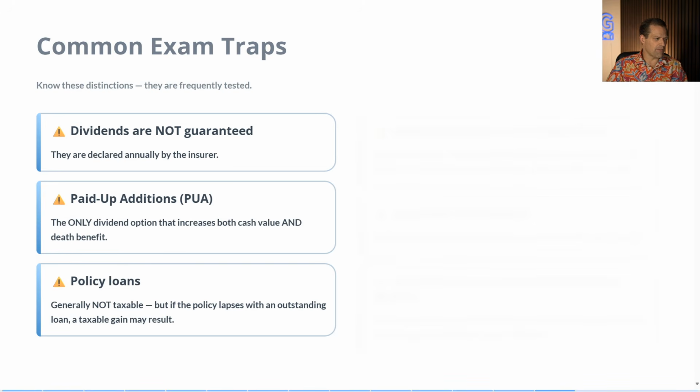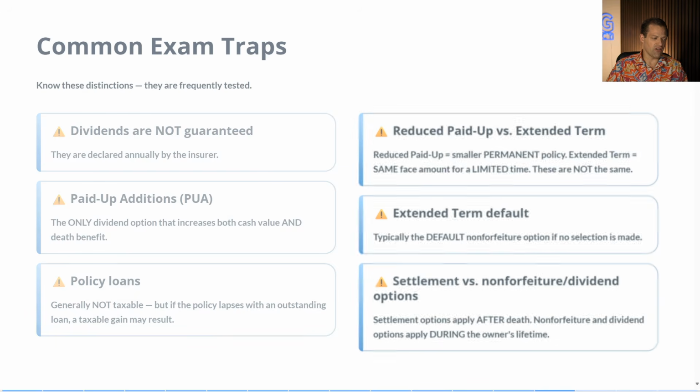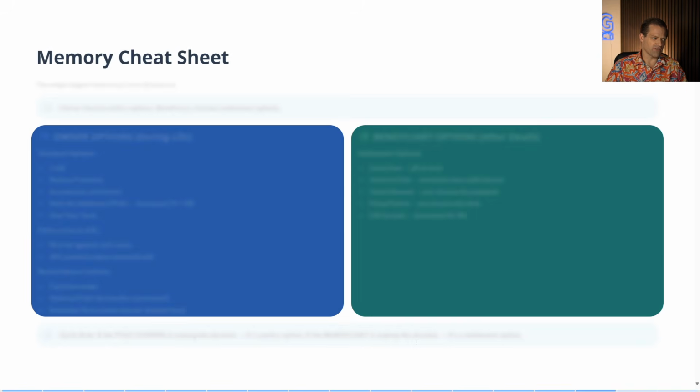Some common exam traps. Dividends are not guaranteed. Paid-up additions increase both cash value and death benefit, the only dividend option that does. And policy loans generally are not taxable, but if a policy lapses with an outstanding loan, there may be a taxable gain. Reduced paid-up versus extended term. Reduced paid-up is a smaller permanent plan. Extended term is the same face amount for a limited time. They're not the same. Extended term is the default non-forfeiture option. Then settlement versus non-forfeiture. Settlement options apply after death. Non-forfeiture and dividend options apply during the policy owner's lifetime.